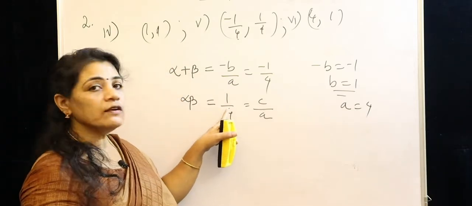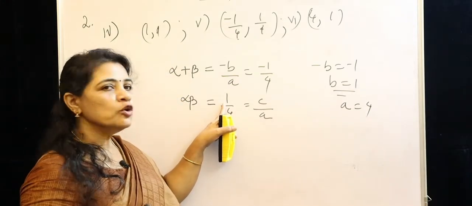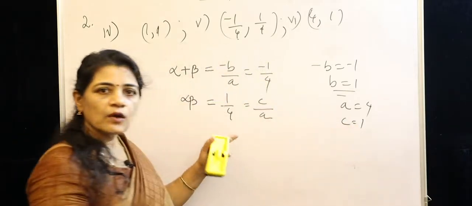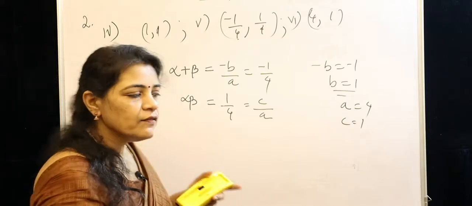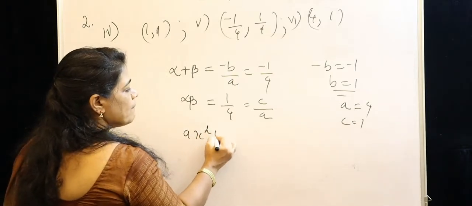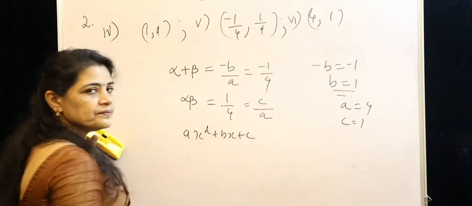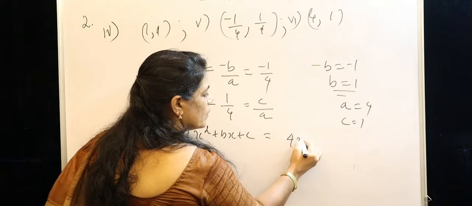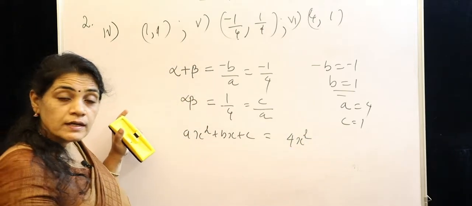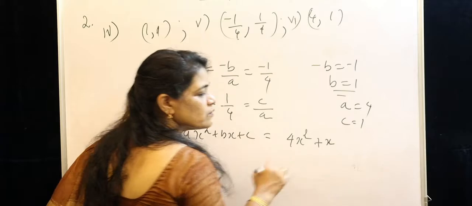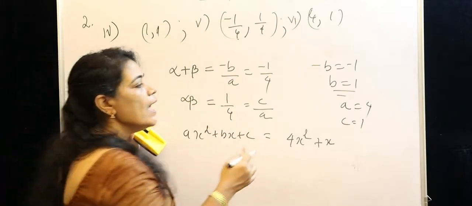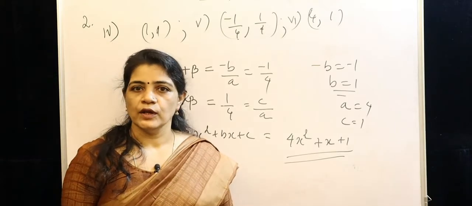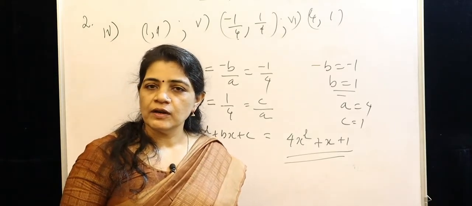Now c comes. We need c, the constant term. Here the numerator is 1, so c is equal to 1. Now we have a, b and c, so we can easily write down ax square plus bx plus c. What is a? A is 4, so 4x square. B is plus 1, so plus x. If the coefficient is 1, we simply write its variable, and the constant term is 1. So this is the required quadratic polynomial if the sum of the zeros is minus 1 by 4 and its product is 1 by 4.